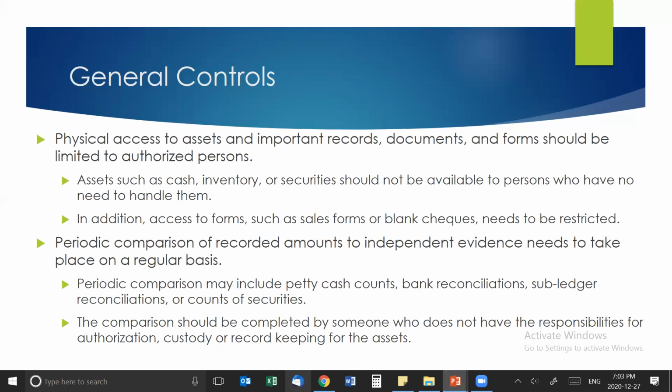Periodic comparison of recorded amounts to independent evidence needs to take place on a regular basis, like doing bank reconciliations, counts of securities, and inventory counts. And that comparison should be completed by someone who does not have responsibilities for authorization, custody, or record keeping. So whoever is doing the inventory count should be independent. They shouldn't be the one authorizing the inventory purchases, having custody of them, or recording them.